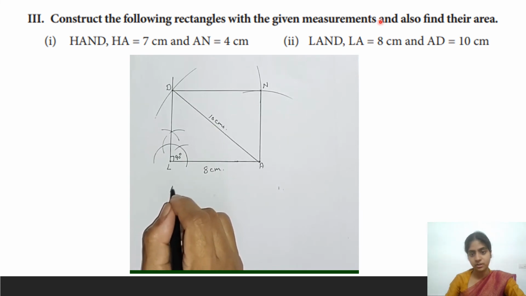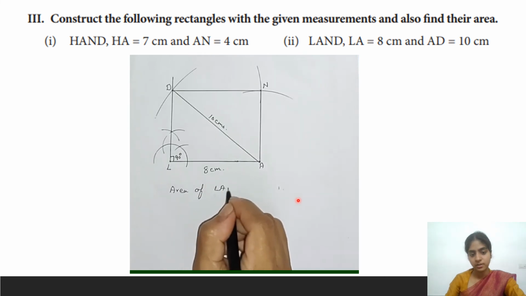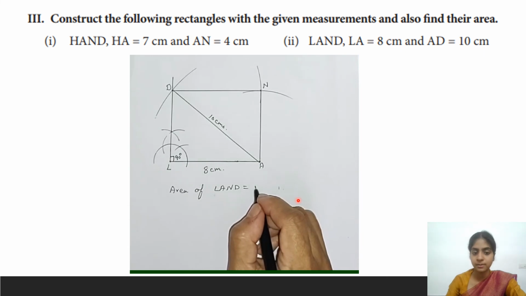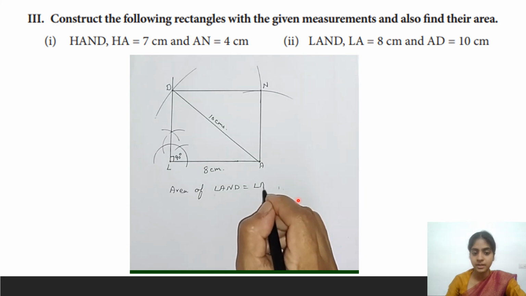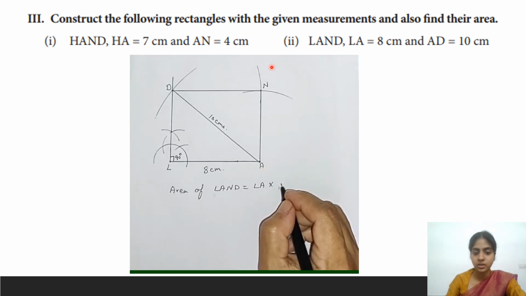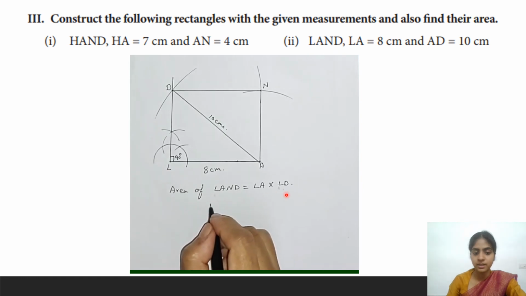Now the question also says find the area. So for the area of LAND, the rectangle, we are supposed to multiply base into height. Base into height, which is LA into AN or LD.